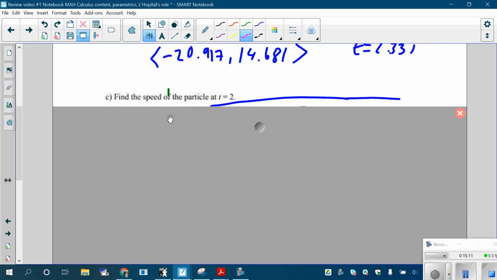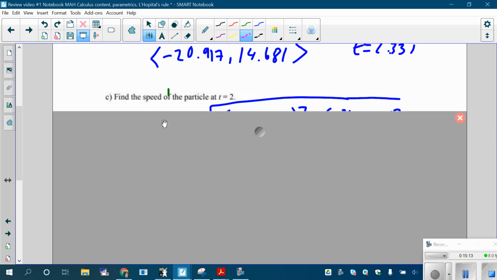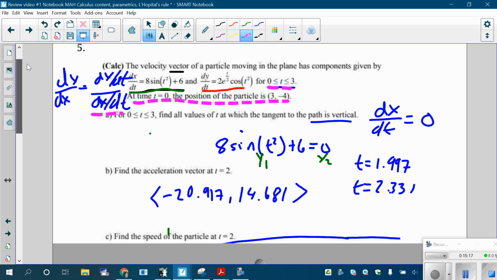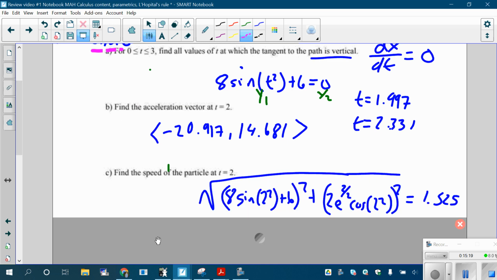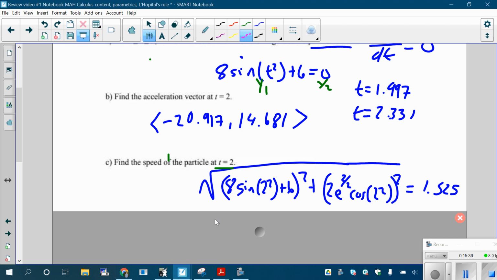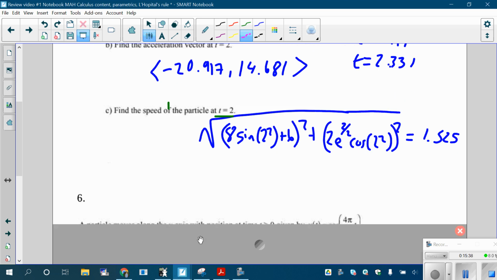Next question here is a little trickier. Oh, no, never mind. It's a later question. We're fine. Speed. It's a formula. Square root of dx/dt squared plus dy/dt squared. Check. Speed of the particle at time 2. Plug it in. Check. Make sure you can type that in your calculator right. I got 1.525. Cool. Okay. Moving on.